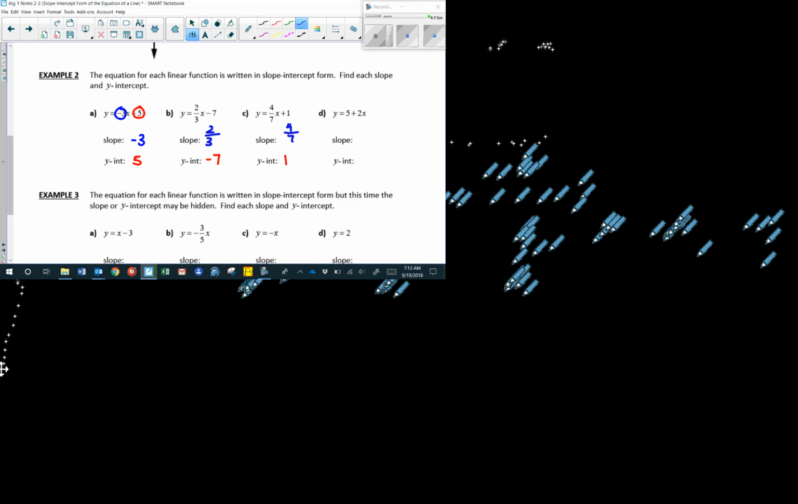In D, the slope is the number that multiplies x, so that's 2. Be careful, the order in which the terms are listed is reversed. And the y-intercept is the number that's added to 2x, so that would be 5.